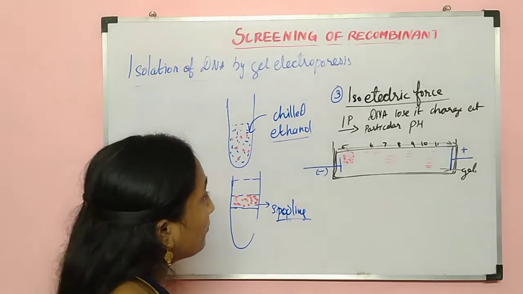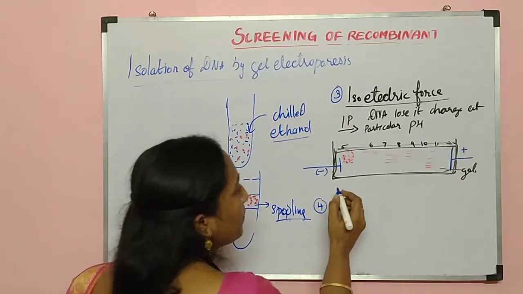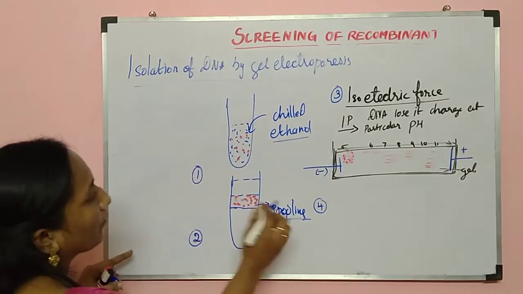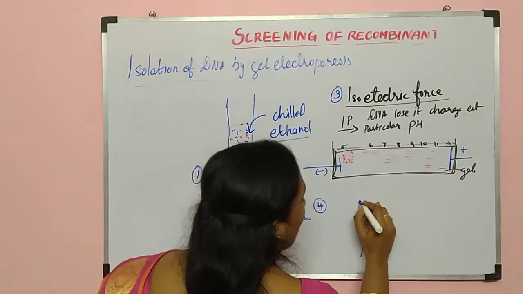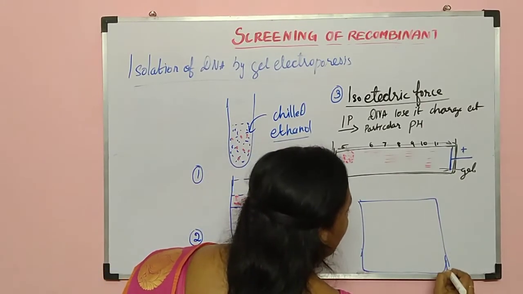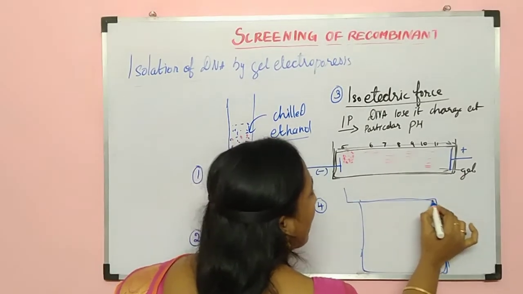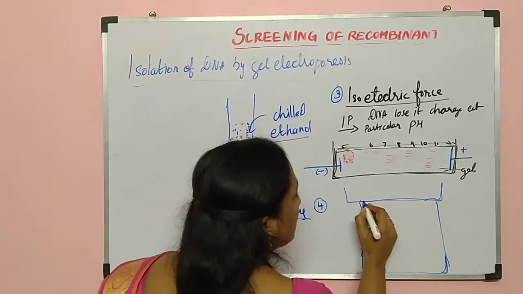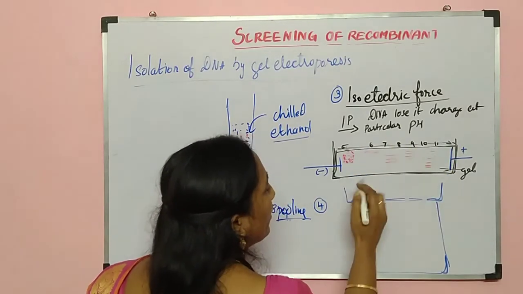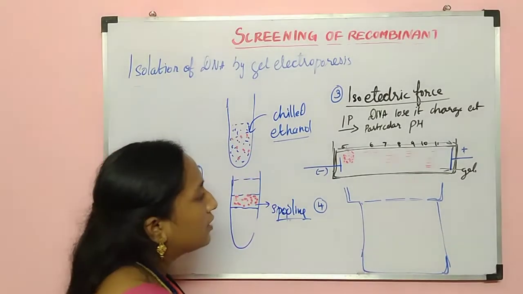We have to see the fourth step. This has to be taken and placed on another agarose gel plate. Again this will have a trap, and the trap will have a space. Now this gel will be isolated and placed over this trap.